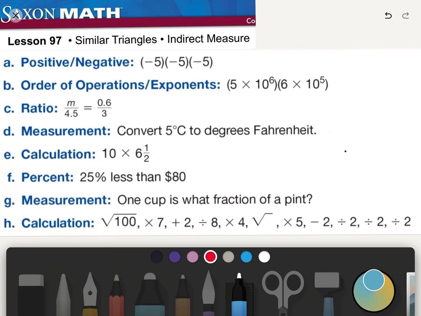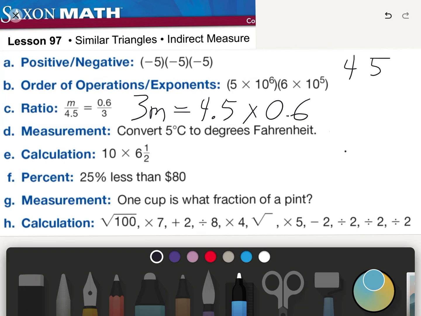Oops! I skipped over C. Sorry. Okay, so looking at this, we could rearrange this into 3 times m equals 4 5/10 times 6/10. So we can multiply them and then put our decimal in there.